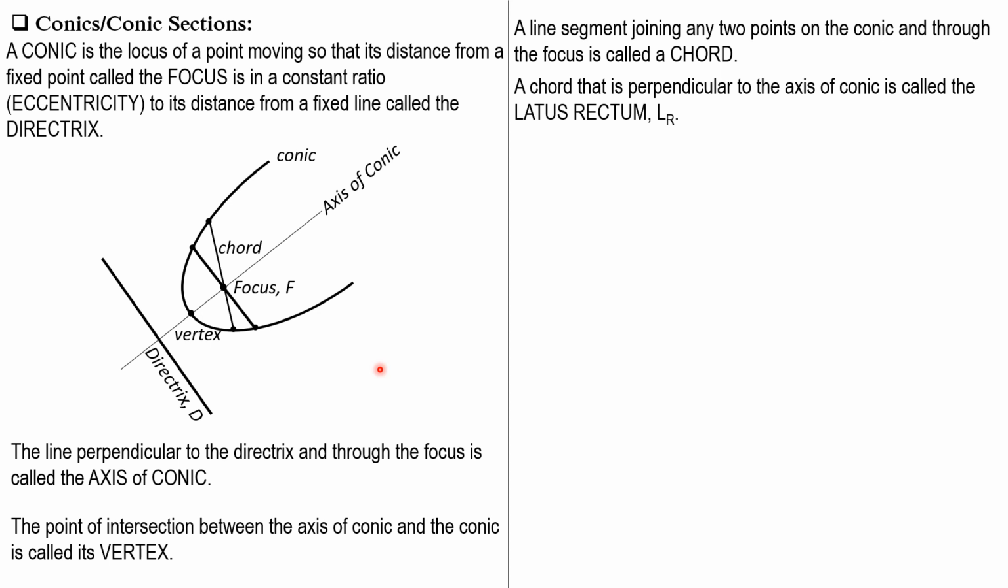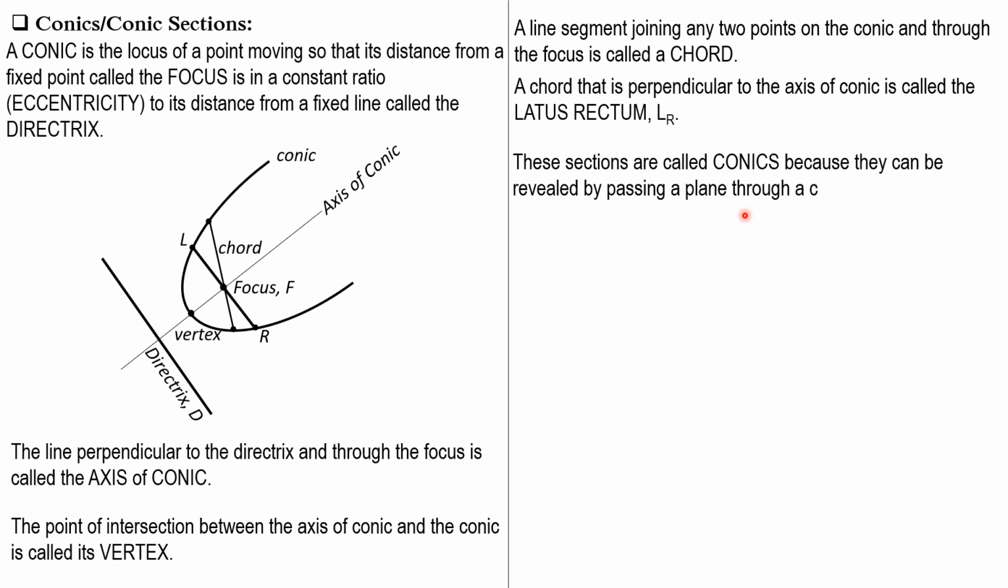So the sections are called conics because they can be revealed by passing a plane through a cone, except for a circle that is the limiting shape of an ellipse with eccentricity approaching zero. So the following are the conic sections. So let's draw. By the way, this is the latus rectum. You may denote this with LR, the latus rectum. So these sections can be revealed by passing a section through a cone.